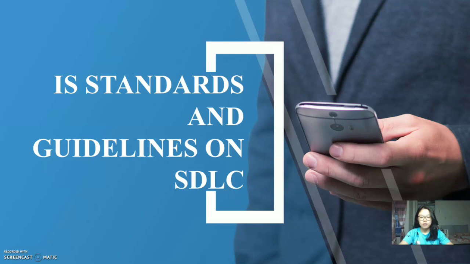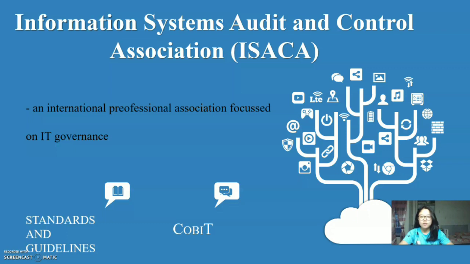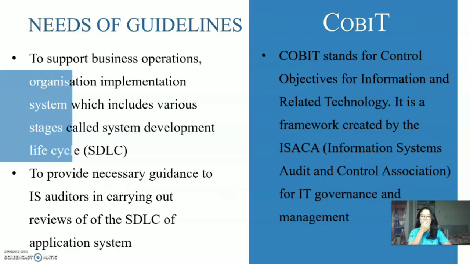Now let's continue with Information System Standards and Guidelines on SDLC. Those guidelines refer to the Information Systems Audit and Control Association, ISACA, which is an international professional organization focused on IT governance. Below are the two references that we are going to discuss, which are first, Standards and Guidelines, and second, COBIT. Why do we need guidelines? It is to support business operations, where organizations implement systems, which include various stages called SDLC. Second, to provide necessary guidance to IS auditors in carrying out reviews of the SDLC of application systems.